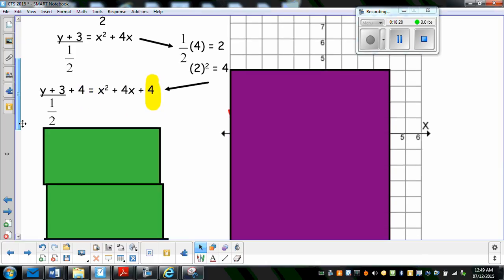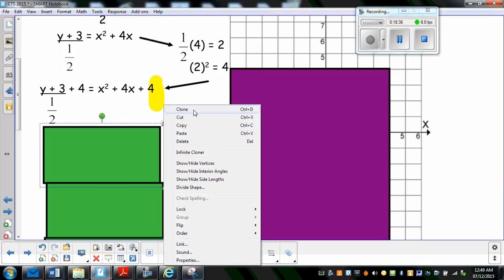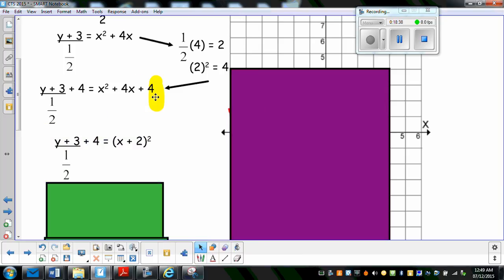And once I've got those there, now I can factor this trinomial here. Perfect square trinomial. So the square root of x squared is x. The square root of 4 is 2. And there's a plus sign in the middle here, so that's going to be a plus right there. And once we've done the factoring, now we want to move all these numbers away from the y.